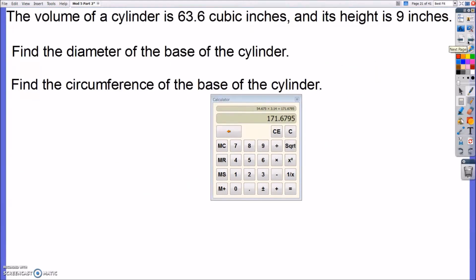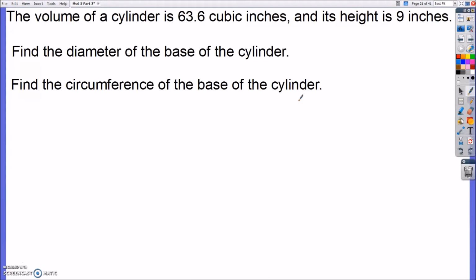All right, now we got this one. This one's a little trickier. It says that the volume, it's given us the volume first, is 63.6 cubic inches, and it has a height of 9 inches. And it says find the diameter of the base of the cylinder. Find the circumference of the base of the cylinder.